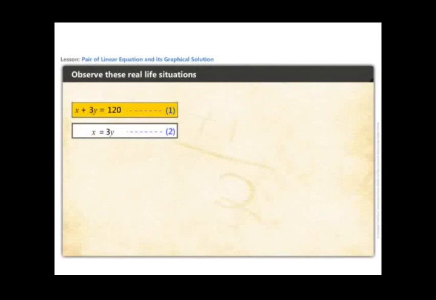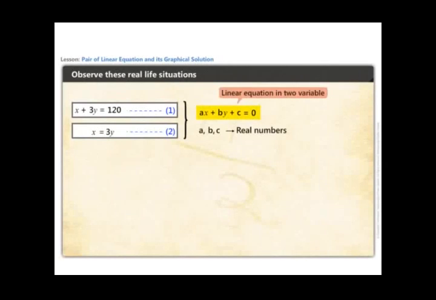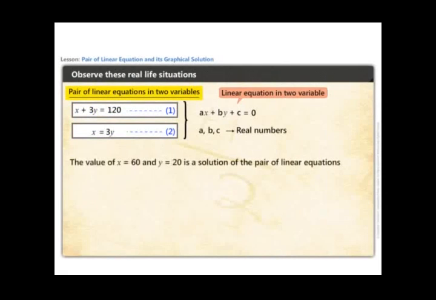Each of the equation 1 and 2 is of the form ax plus by plus c is equal to 0, where a, b and c are real numbers and a and b are not zeros. This equation is called a linear equation in two variables x and y. Since both the equations are in the same variables x and y, they are called a pair of linear equations in two variables. The value of x is equal to 60 and y is equal to 20 is a solution of the pair of linear equations.